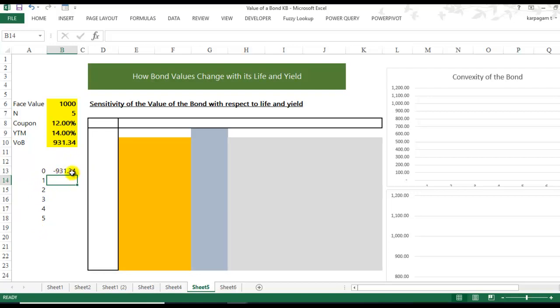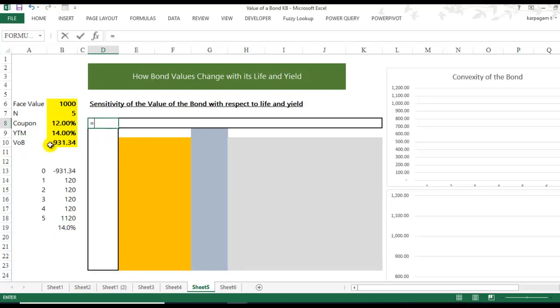When he buys the bond today, he buys it at 931.34. And what does he get? He gets an annual coupon on the bond. This coupon of 120 rupees, he receives for the period of 5 years, and at the end of 5 years, he gets his 1000 rupees back, which works out to, using the IRR built-in function, 14%. This is the yield of the bond. As the price of the bond fluctuates, the yield fluctuates.